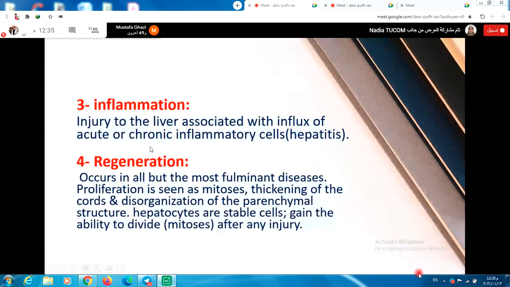Inflammation to the hepatocytes can be acute or chronic, called hepatitis, whether it is viral, drug-induced, or autoimmune hepatitis, and so on. We will come to it in detail.